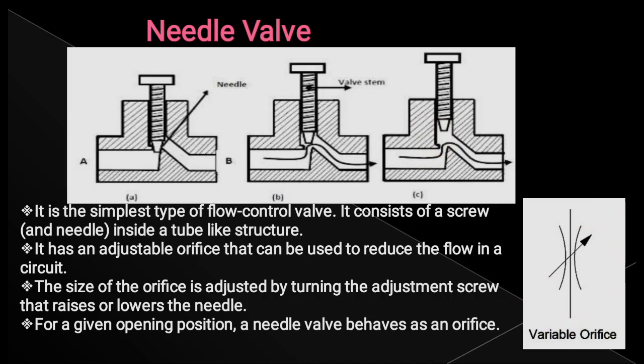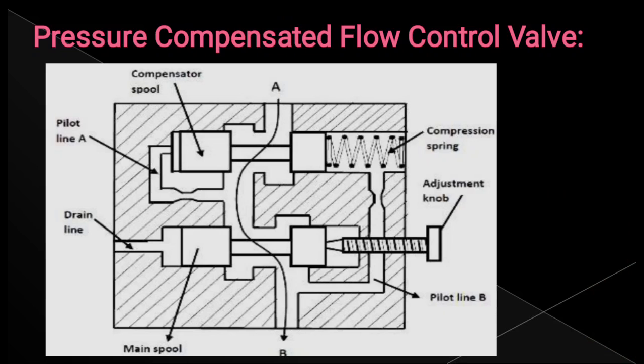You can see the symbol for this needle valve. Okay, in here it is the same symbol which is given here, only the arrow mark is added. This arrow mark represents that the orifice can be adjusted. That's why it is called a variable orifice. The opening of this valve is going to be adjusted by a screw knob. So this represents the symbol of the needle valve.